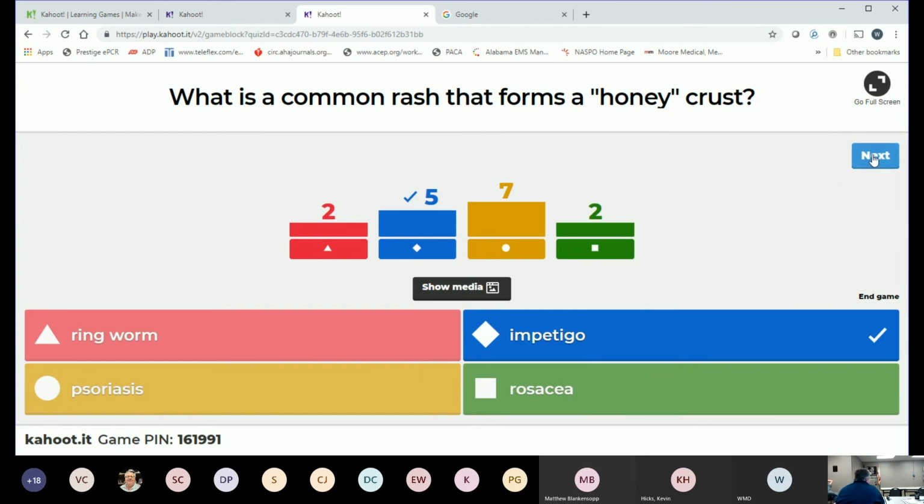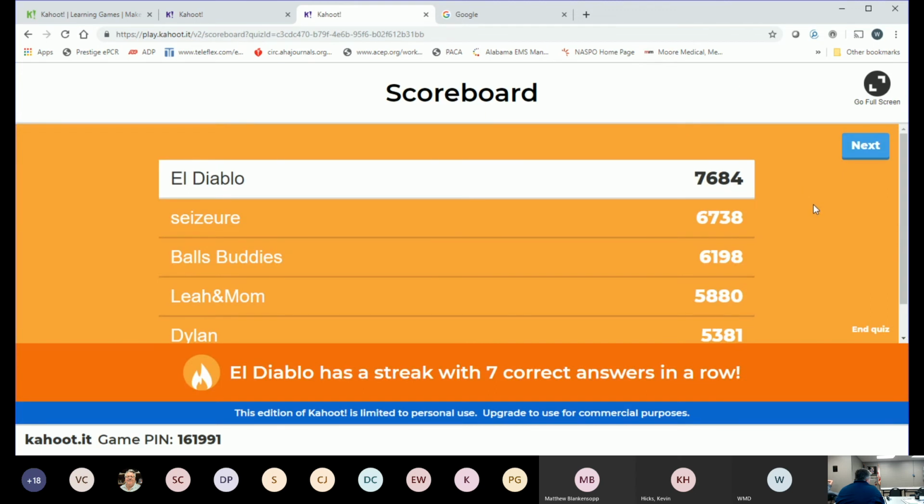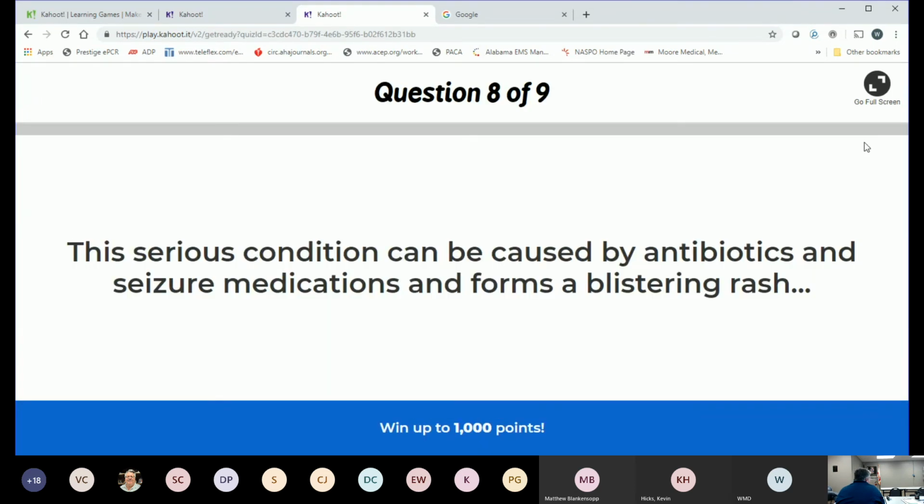All right, let's see. El Diablo pulling away. Seizure making a run. Ball's buddies have been shamefully distracted. Seizure. Yeah, seizure, not seizure. Yeah, a little spell check goes a long way.